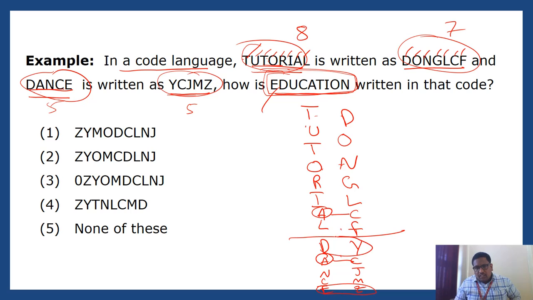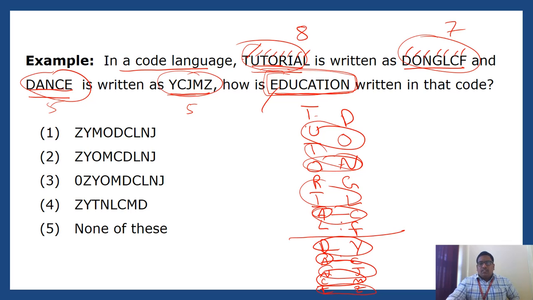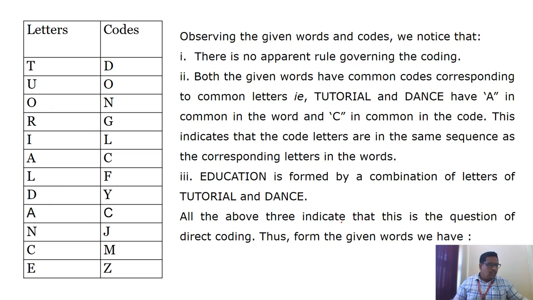So D, U, C, next A, T, I, O, and N. So it looks a little clumsy. Let me go this way. What I have done is I have removed the repeated letter, that is T, and written it down here.